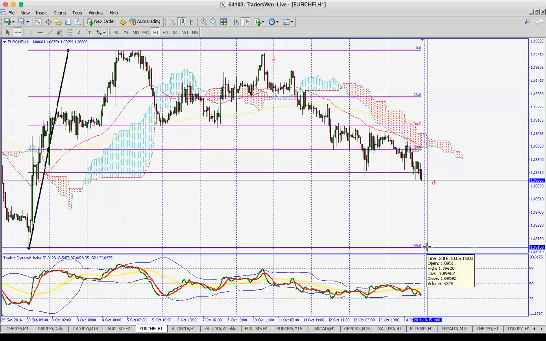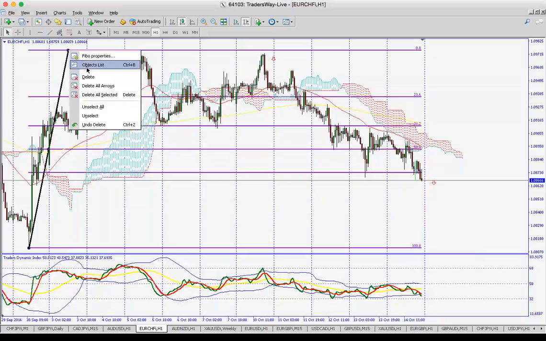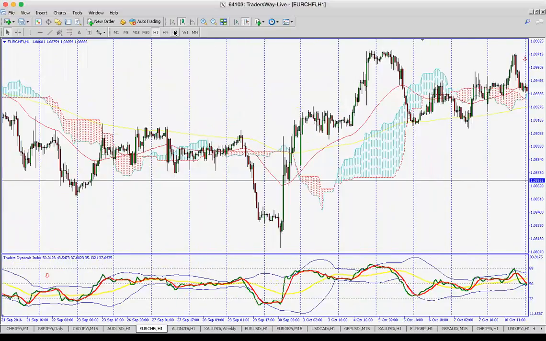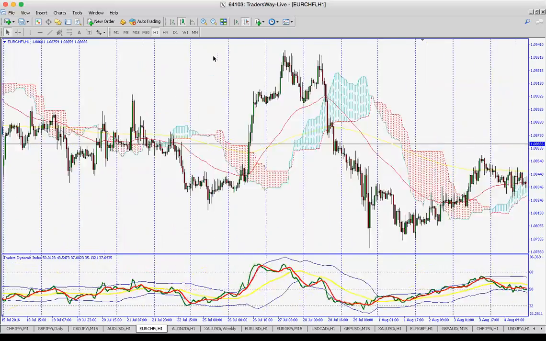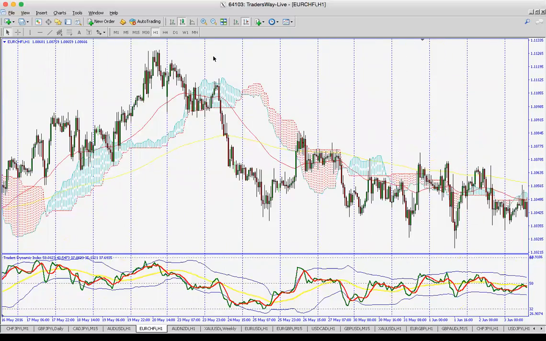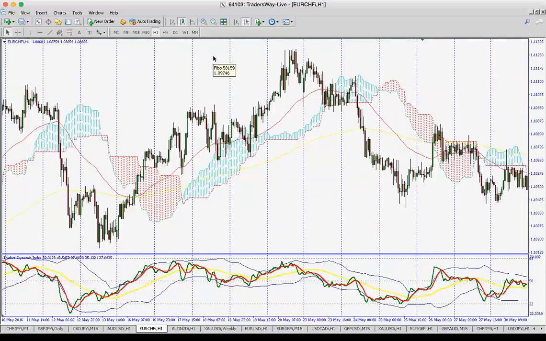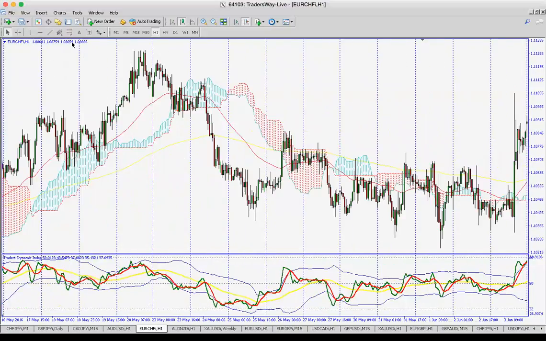Okay. Let me see if I can find one for a downtrend. Second here, let me see if I can find something for a downtrend for you guys. Find a good downtrend. Okay, so let's use this. As you can see, the market broke through the cloud. This was the major move here, and then it pulled back up, right? So how would we use it here?